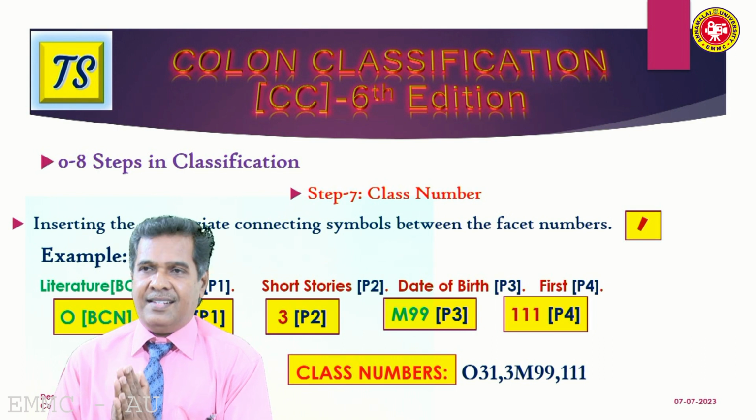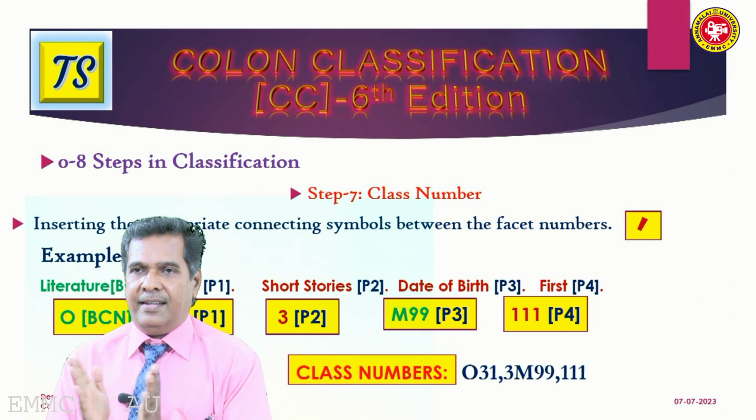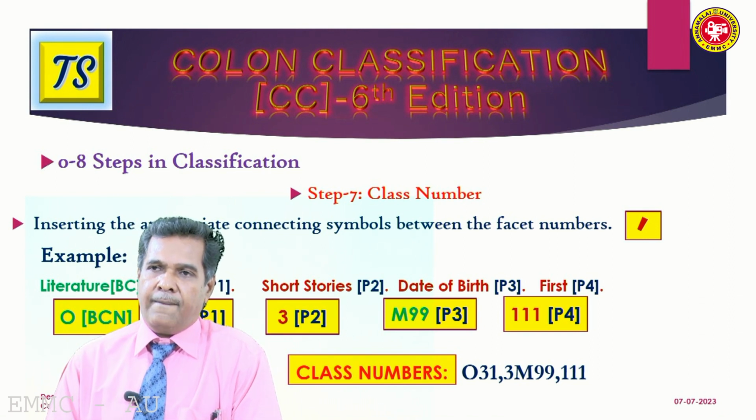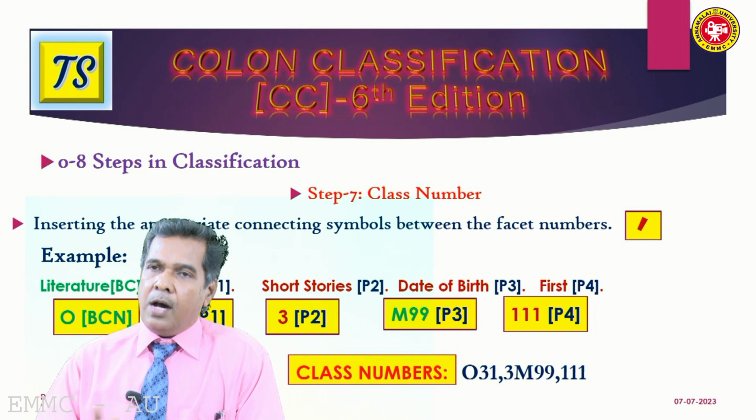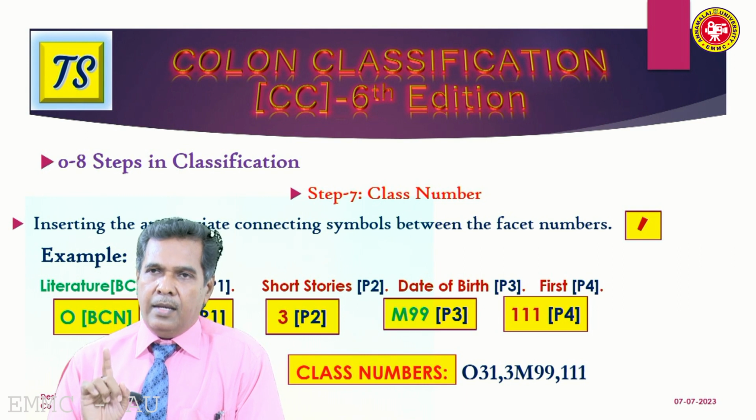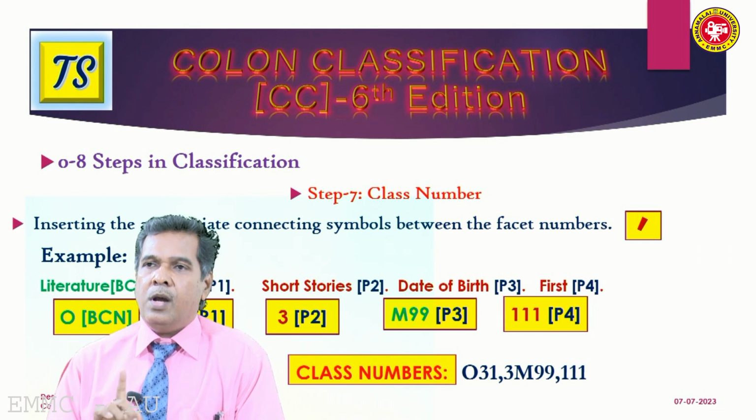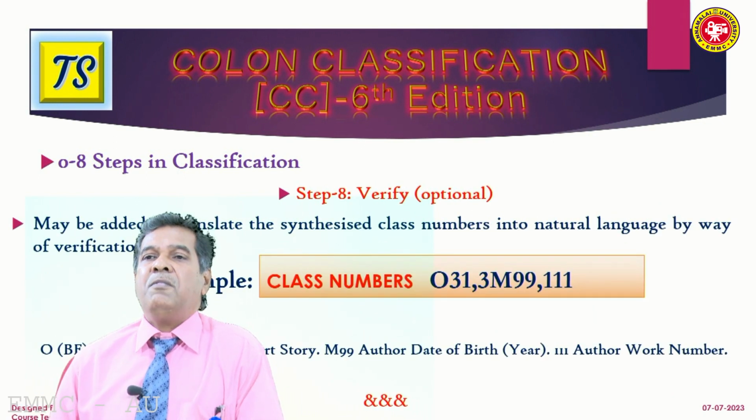But after that, the language and the form need to be separated by using the comma. See, after 3-1, a comma is inserted. Then short stories 3, M99 refers to the author's date of birth, followed by a comma. In between the author and work, you must insert a comma. The last digit refers to the author's first work, 111. So, this is the final call number, and this is the verify part, optional.